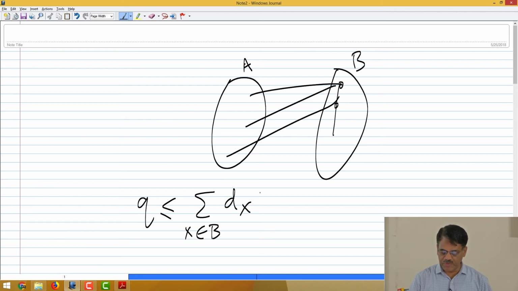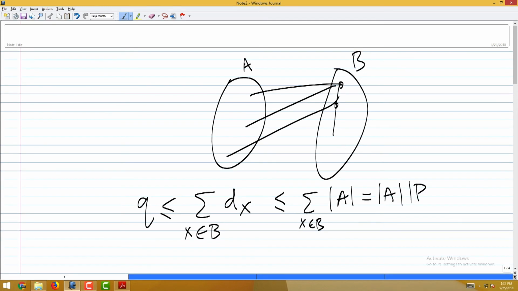But we already have an upper bound on the degree of any vertex. We know that it's at most the size of A because every neighborhood is independent and A is the maximum size independent set. So this is less than or equal to summation cardinality of A, x in B. So this is equal to cardinality of A times cardinality of B. So number of edges is less than or equal to cardinality of A times cardinality of B.